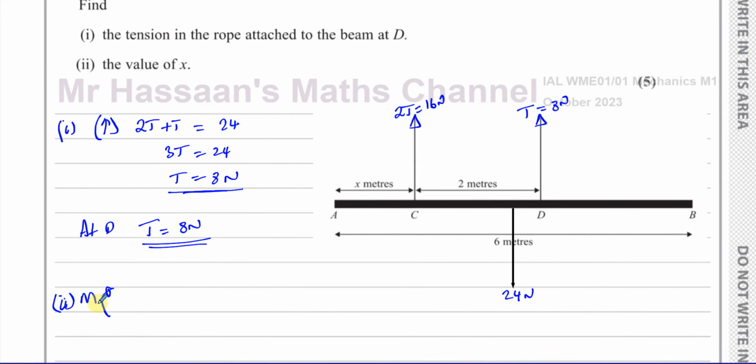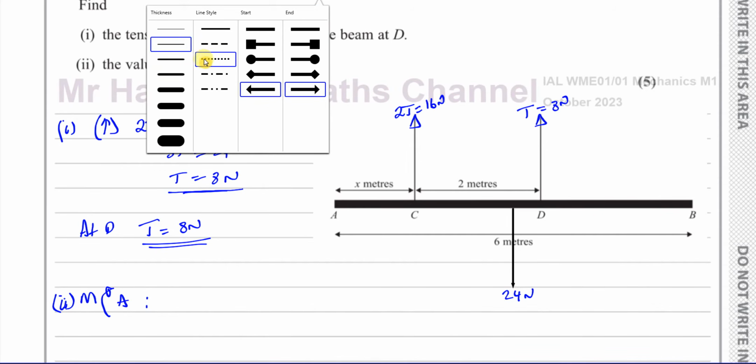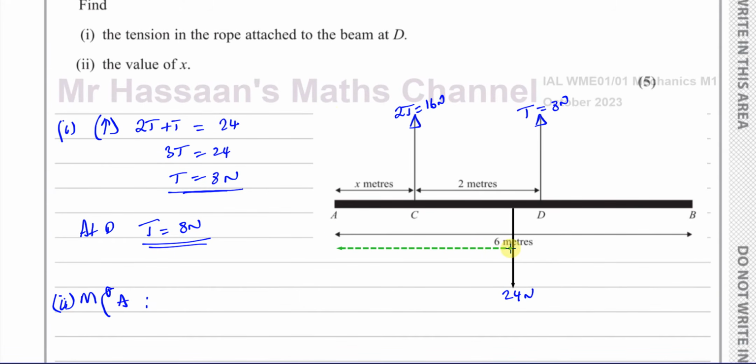So I'm going to take moments about A. Okay. So if I take moments about A, I consider the clockwise moments first. It's up to you what you want to do, but I consider the clockwise moments first. I know that the weight of the beam is exactly 3 meters in from the end because it's a uniform beam, so it's exactly in the geometric center.